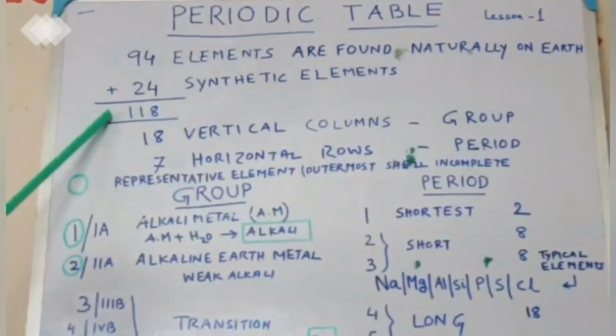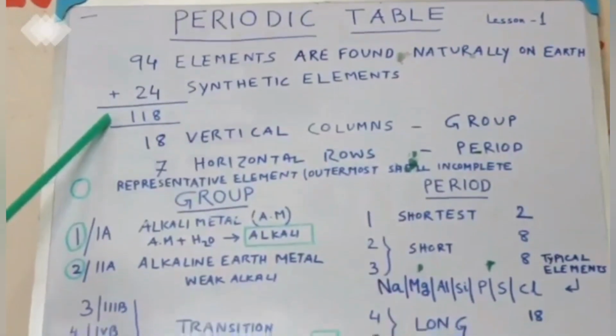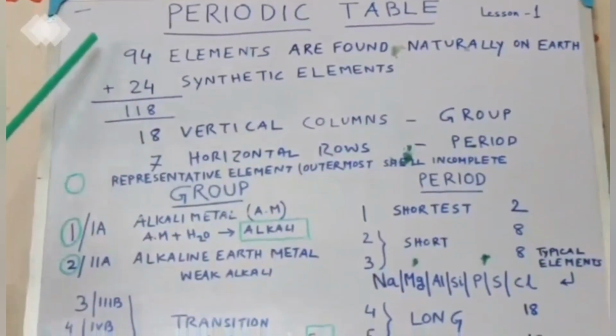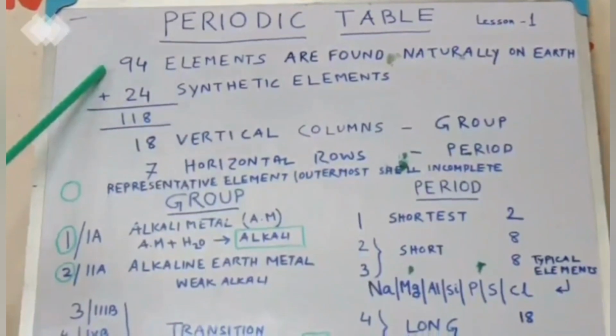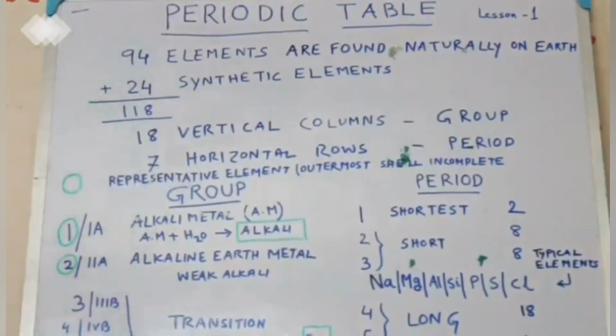In total we have 118 elements. Out of these 118 elements, 94 elements are found naturally on earth and 24 elements are synthetic elements.